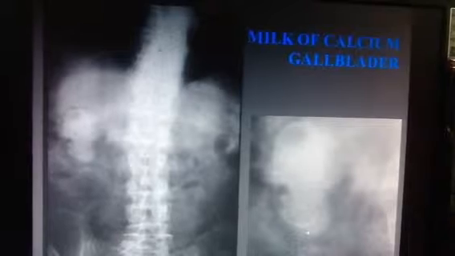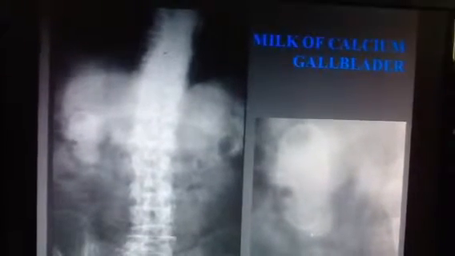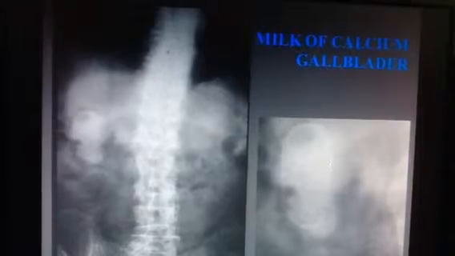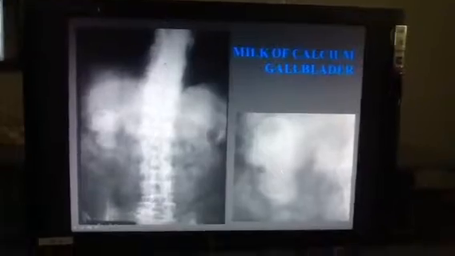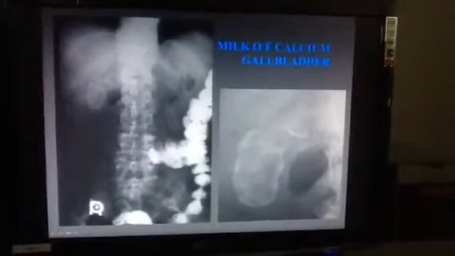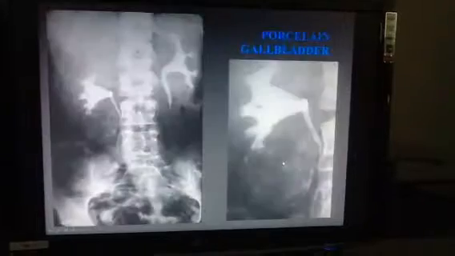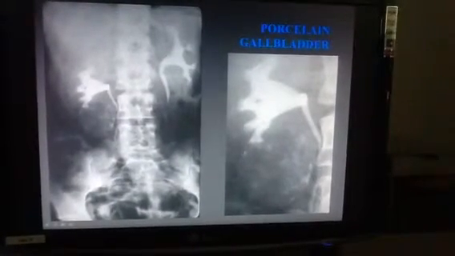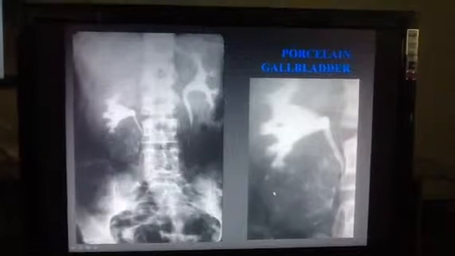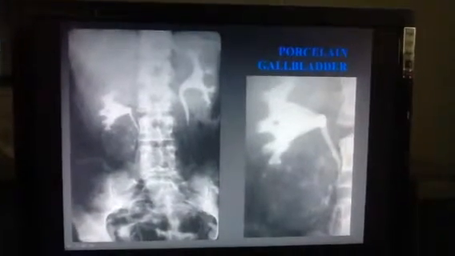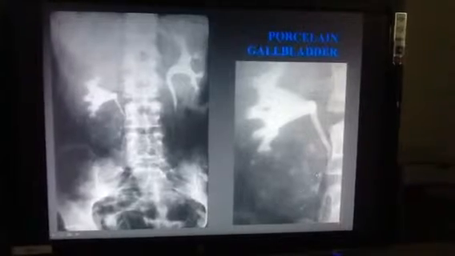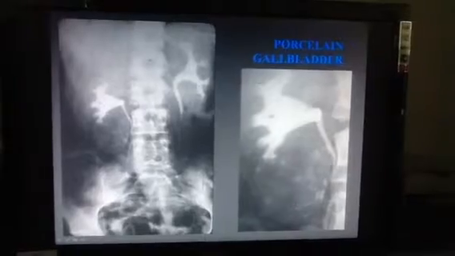This is the milk of calcium gallbladder. It's a smooth, homogeneous outline of the inside, the lumen of the gallbladder. It's just because there's calcium carbonate. But we need to differentiate this milk of calcium, which is inert or benign, from the porcelain one. And this is my best example of the porcelain one, right? Where it's mottled density, it's not homogeneous, and it is in the muscle wall of the gallbladder. So this has potential to become a sarcoma.